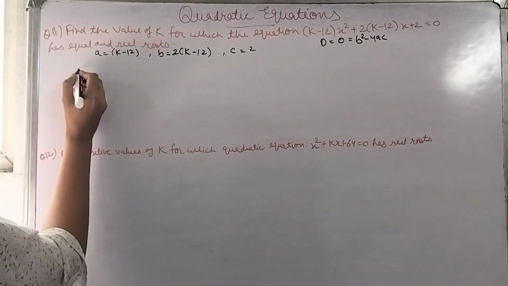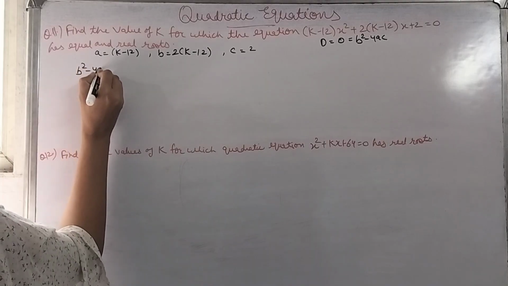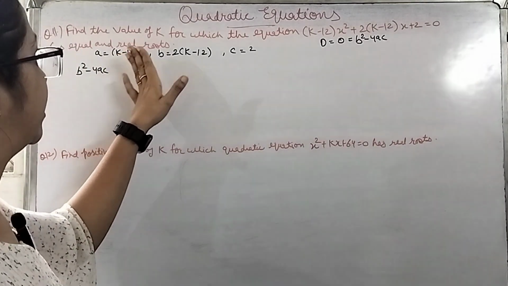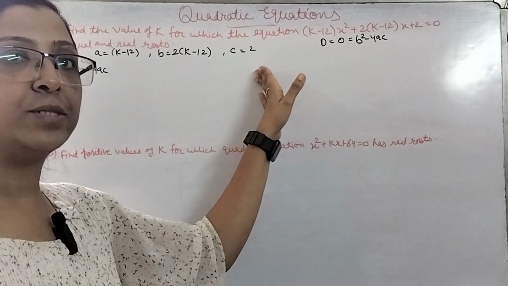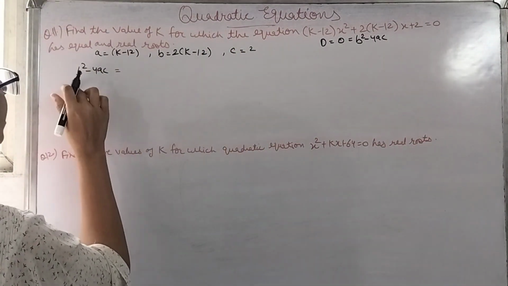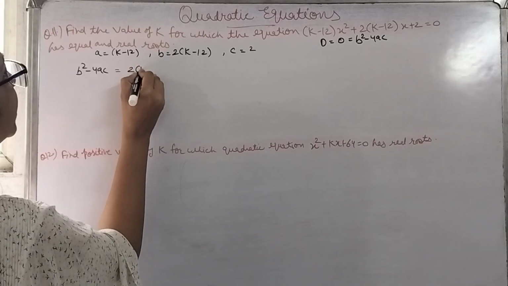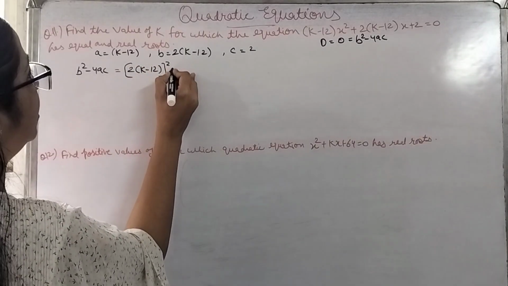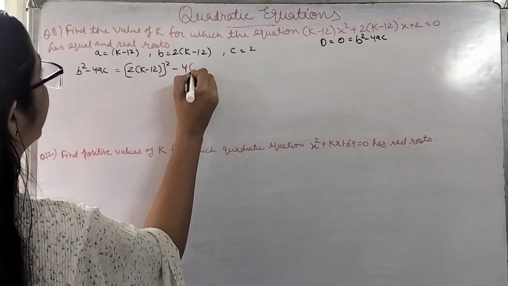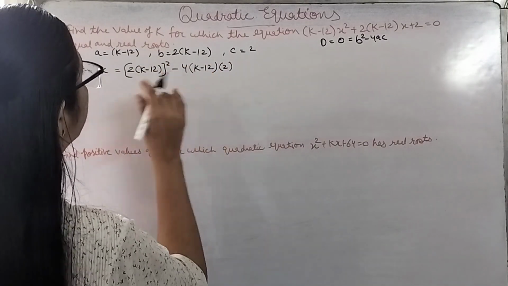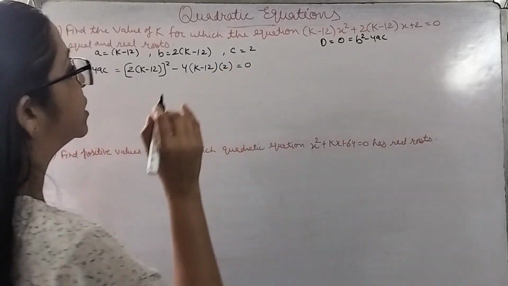Now let's find out the value of b square minus 4ac and equate it to 0. We know the value of a, we know the value of b, we know the value of c. If we keep these values over here, this will become b square, that means (2 multiplied by (k minus 12)) whole square, this is your b square, minus 4, value of a is (k minus 12) and value of c is your 2. It should be equivalent to 0.